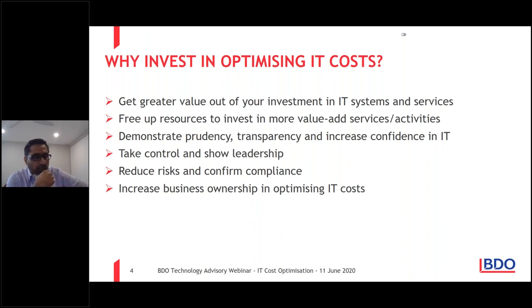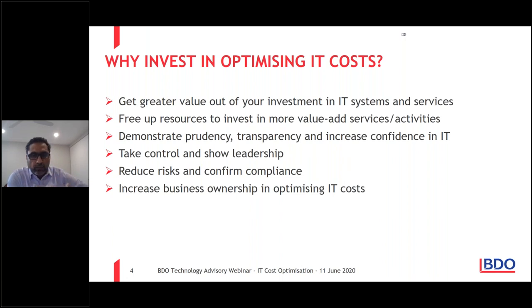Then, given that IT is a big part of the spend that the organizations manage, it's around showing prudence, bringing transparency in where the spend is going, and also increasing the confidence in IT. Which leads to the next point, which is where IT and the IT teams can take control and show leadership. And that's a big part of managing costs, being proactive about it, and then showing leadership around how IT can support the broader agenda.